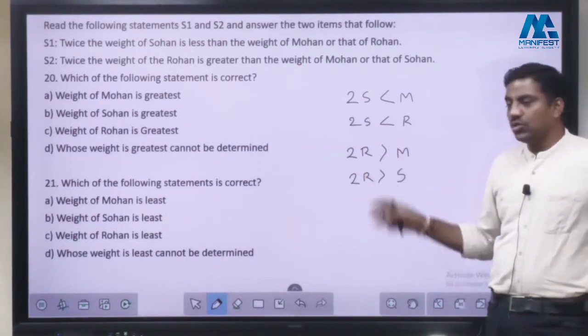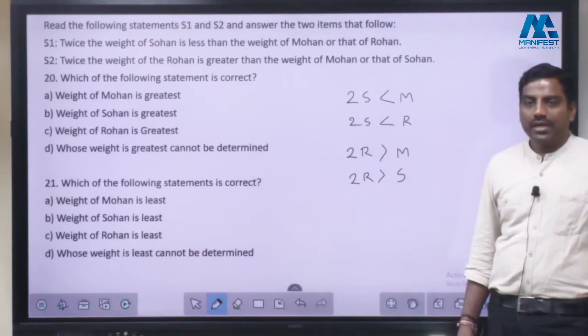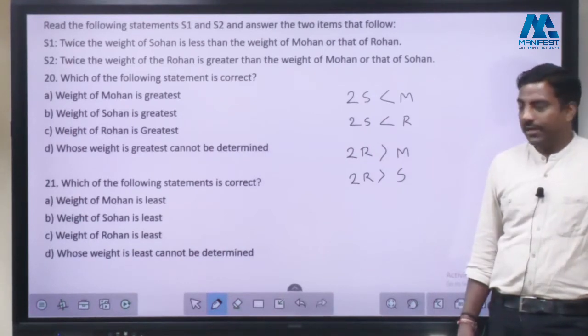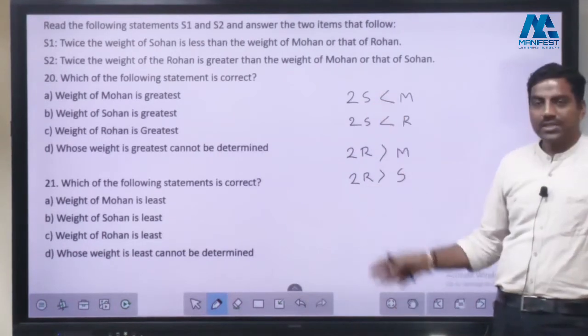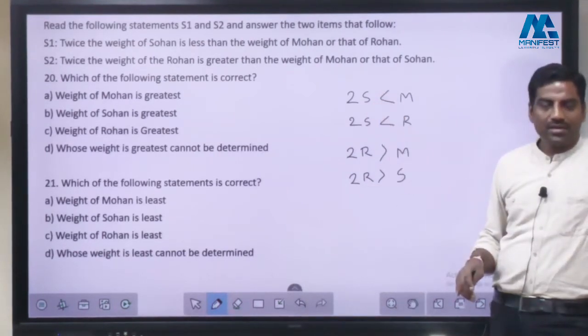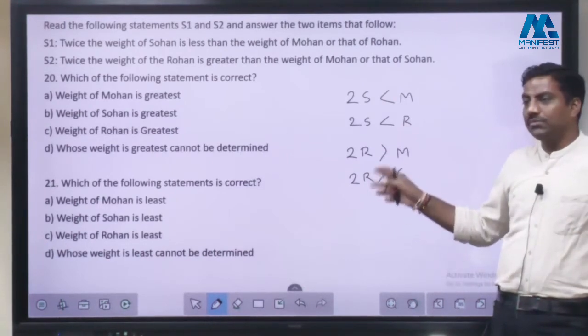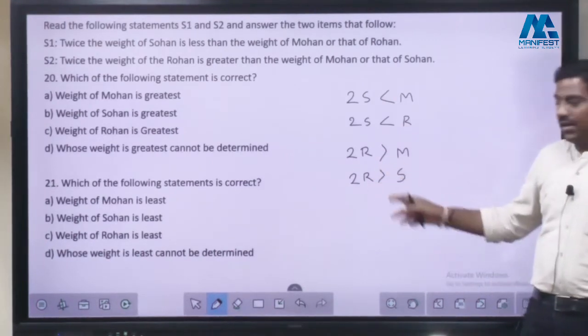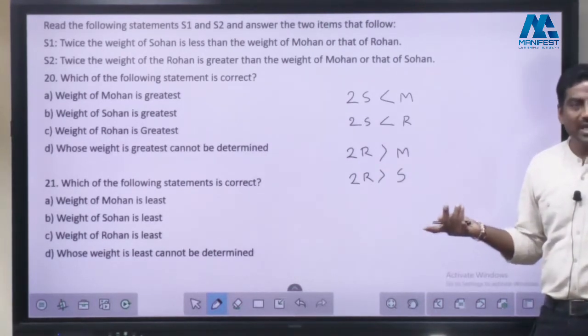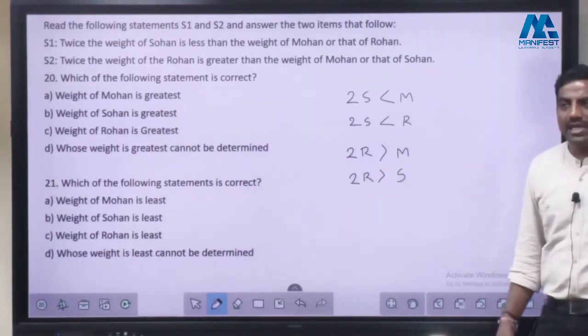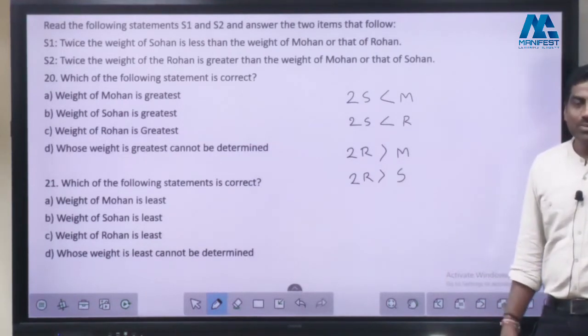This equation 2R is greater than M held good, right? Similarly, between R and S, anyways you have established S is lesser than R. So here 2 times the R is more than S, correct? Anyways R is more than S. Make any number of times of R, you will get more than S.